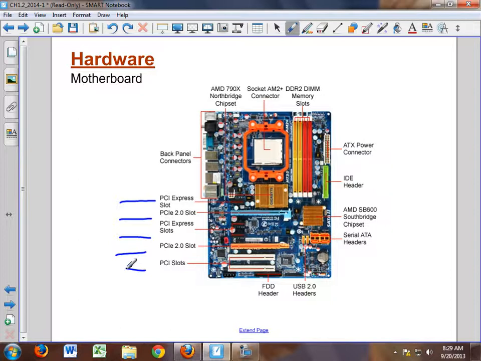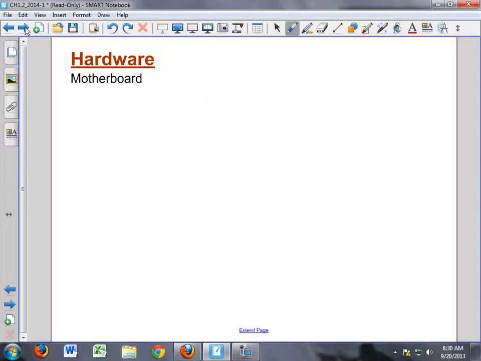Okay, so if it's not connected to the motherboard, it's not part of the PC. It is the backbone of the entire PC. Everything plugs into it, okay? So it's very important. The motherboard is very important.